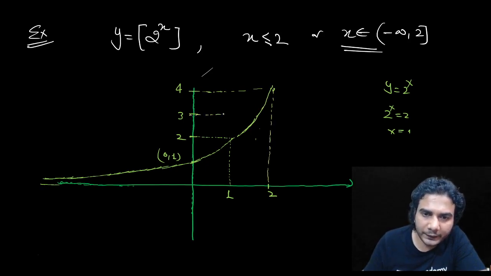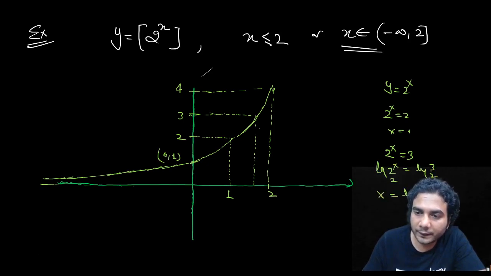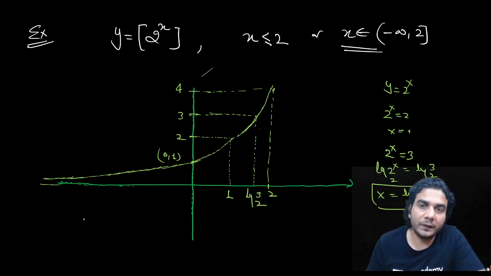And 3, now this is the point which we need to find. It's not an integer, it is some number between 1 and 2. What is that number? So 2 raised to x is equal to 3. How to solve this equation? Take log. If you take log at base 2, log of 2 raised to x base 2 is equal to log 3 base 2. It is going to be x is equal to log of 3 base 2, all right? This point is log of 3 base 2. Okay, so now we have got all the points.